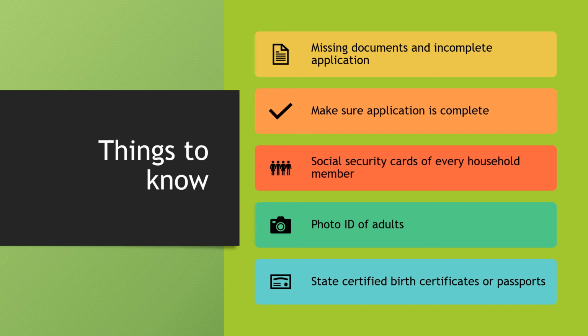Adults must provide a photo ID. This allows the housing authorities to verify that they are indeed visiting with the person that is there. And housing authorities may require state-certified birth certificates or passports. Again, this is another tool to look at the verification of documents and the verification of any statuses.